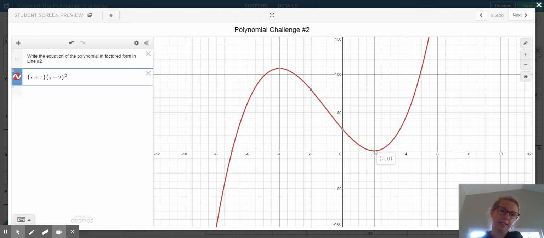It comes down, hits the axis, bounces back up, so it counts twice, just like a quadratic would when it's on the x-axis. It's a double root.